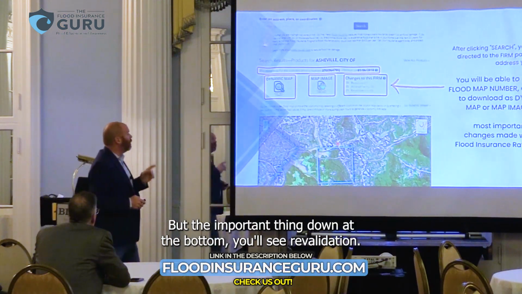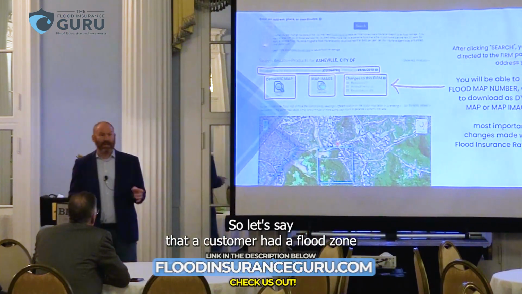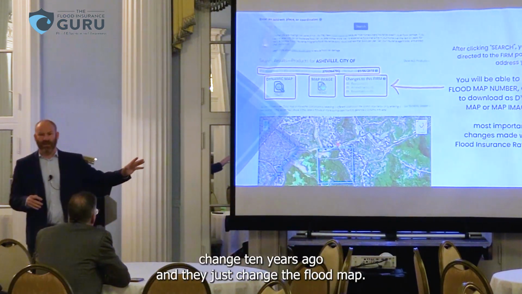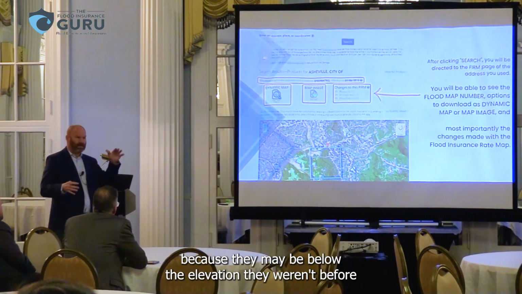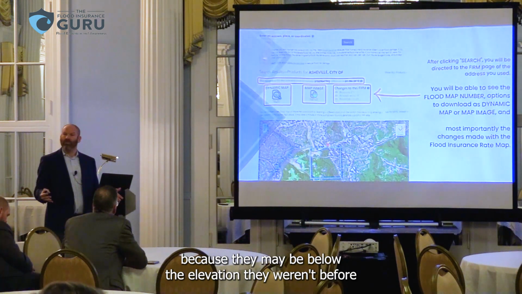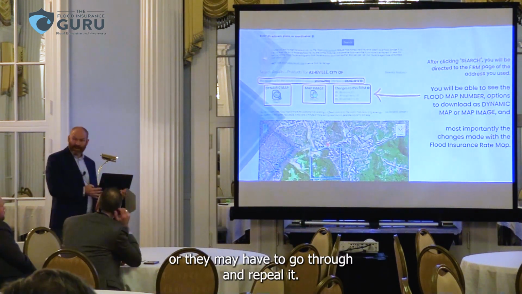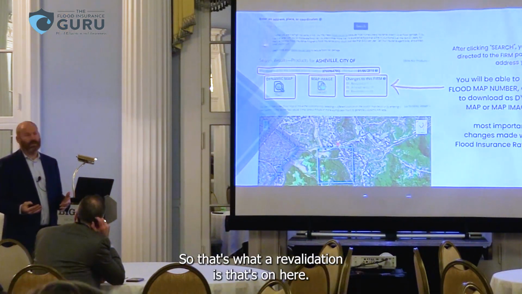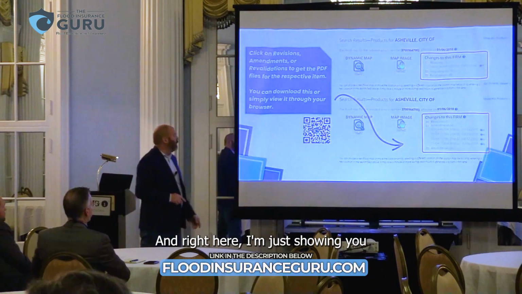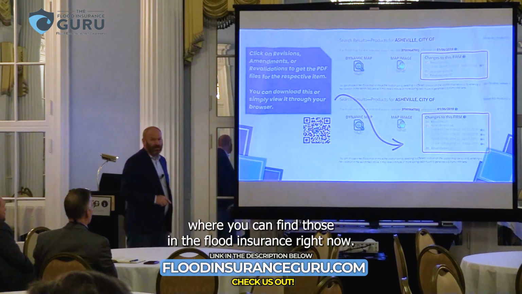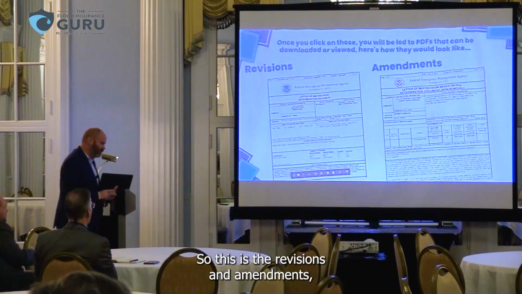But the important thing down at the bottom, you'll see revalidation. So let's say that a customer had a flood zone change 10 years ago and they just changed the flood map. They might get placed back in there and not revalidated because they may be below that elevation they weren't before, or they may have to go through and reappeal it. So that's what a revalidation is that's on here. It's about revalidations that have been approved. FEMA would put on here where you can find them. And right here, I'm just showing you where you can find those in the flood insurance rate map. So this is the revisions and amendments.